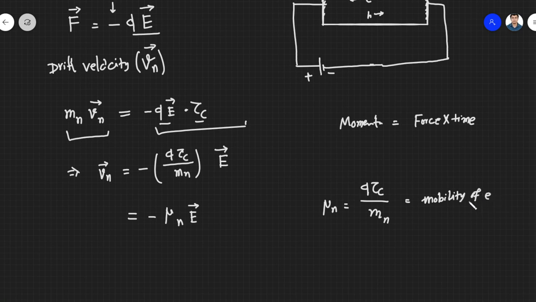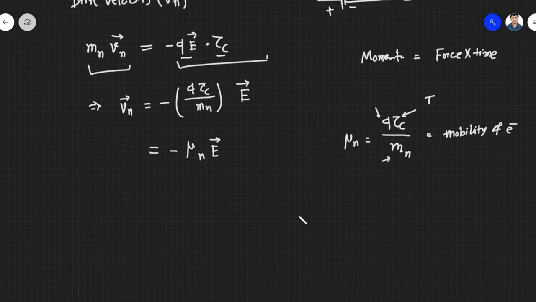If you look carefully at this mobility, Q as I told is constant, Mn is constant, and only tau c will have an impact from temperature, right? We'll see how tau c varies with temperature. This mean free time is also another important quantity. But at a particular temperature, it is a constant factor. So this is the drift velocity of electron, and in a similar way we can calculate it for the holes.